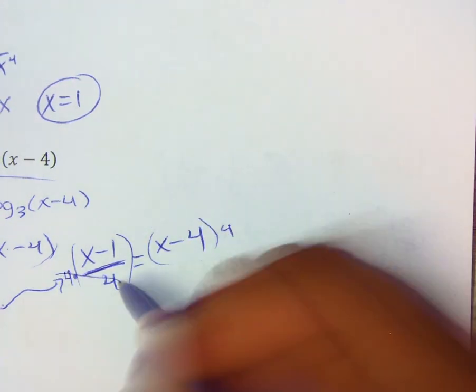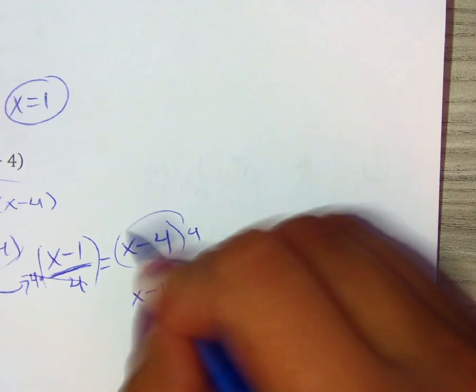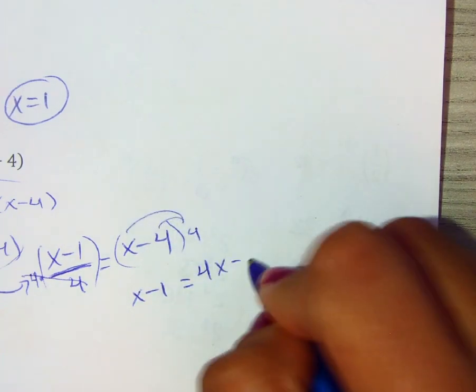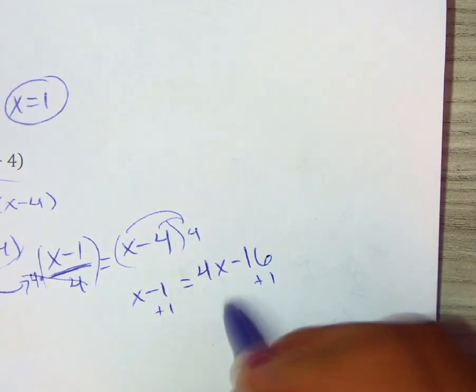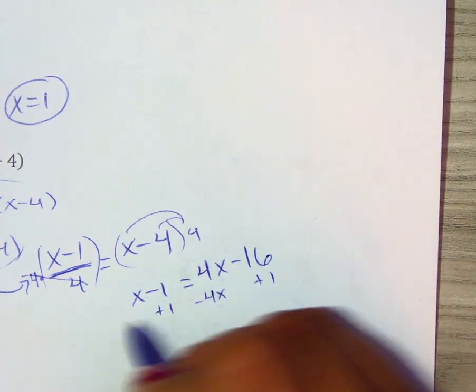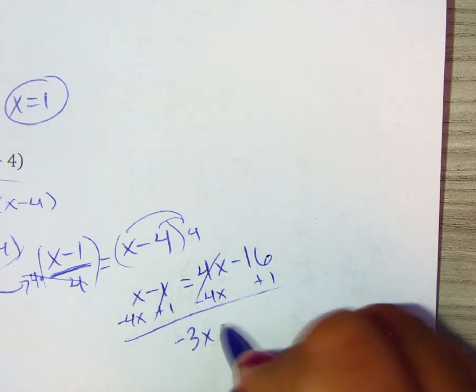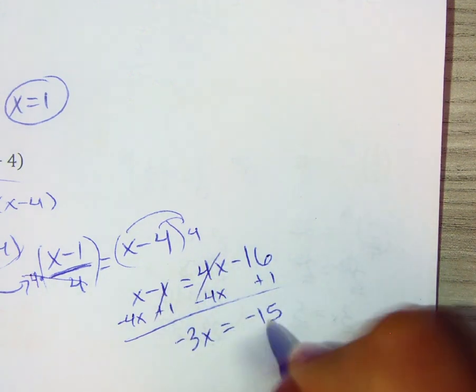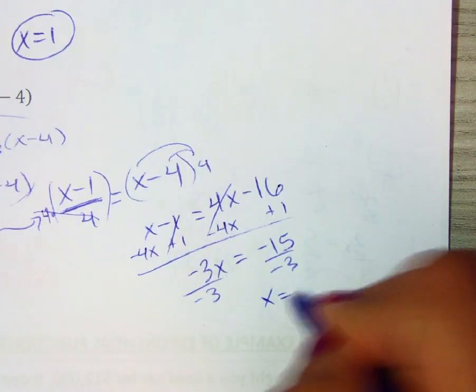And then that cancels the division, and we're left with x minus 1 equals, multiply that in, so 4x minus 16. Add 1, subtract 4x, and we're left with negative 3x equals negative 15. Divide by negative 3, x equals positive 5.